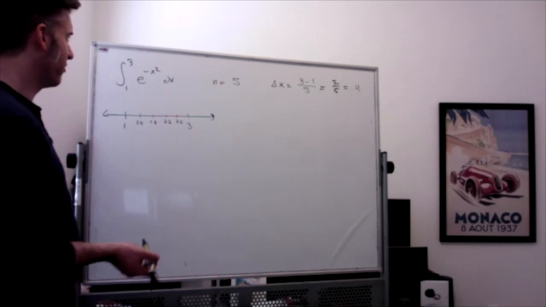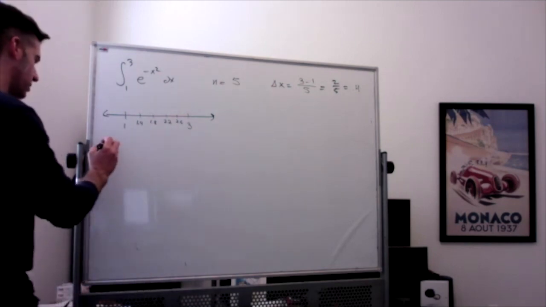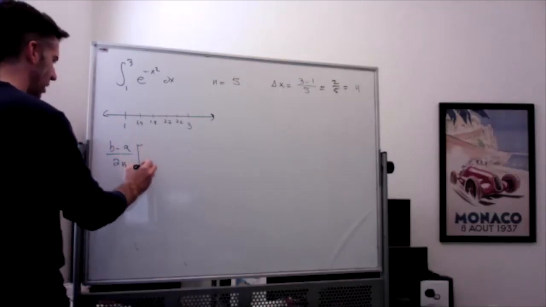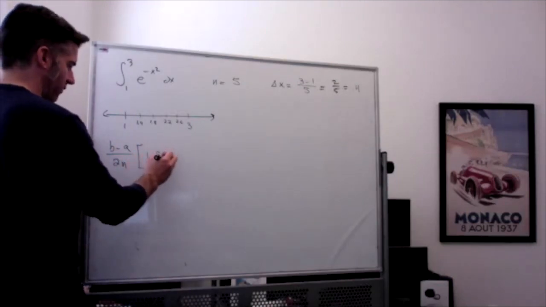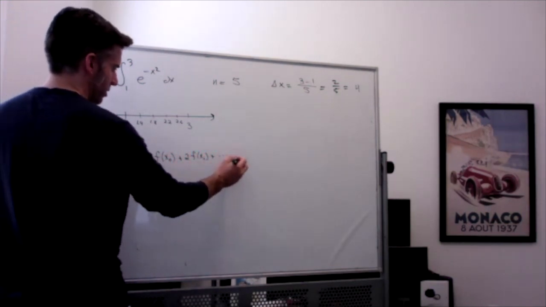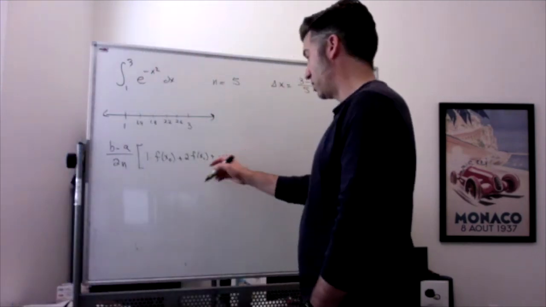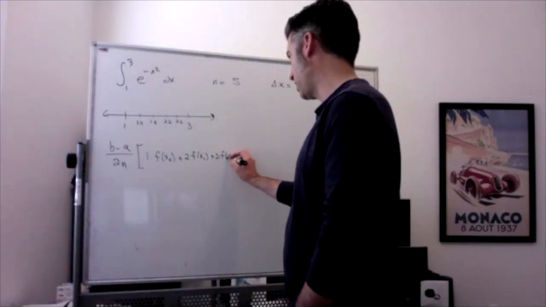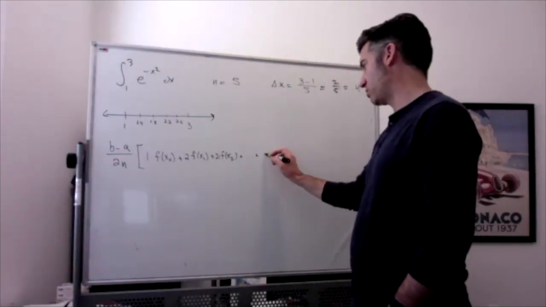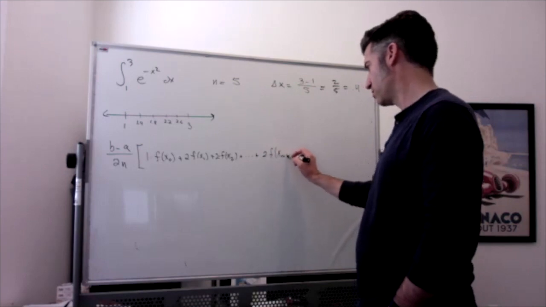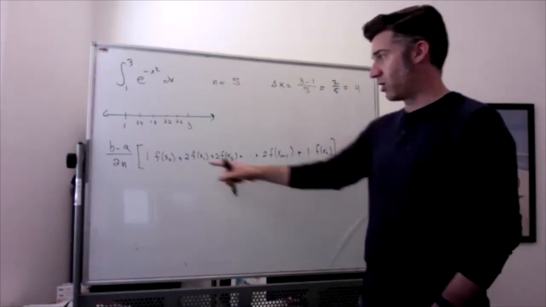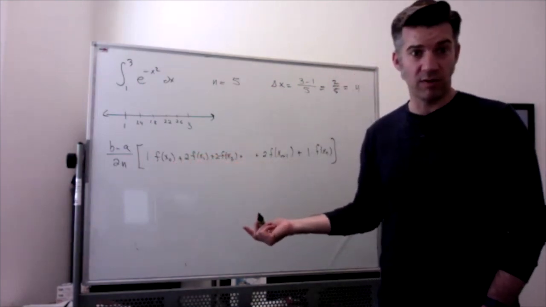Okay. So for the trapezoid rule, the formula is b minus a over 2n times 1 times f of your first value, plus 2 times f of your next value, and it's 2's the whole way, plus 2 times f of your next value, all the way to your second to last value, plus 1 times f of your last value, where these values are just the endpoints of each of your subintervals.